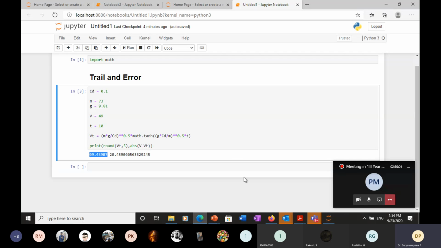At least this much you can tell me. Should I increase the CD value or decrease the CD value to decrease the velocity? Anyone? See, there's only two options. You have a 50-50 chance of getting it right. I tried a value of 0.1 and I'm trying to achieve a velocity of 49, but I found that if the drag coefficient was 0.1, the velocity after 10 seconds is going to be 69. But I want the velocity after 10 seconds to be 49. Should I increase or decrease the CD? Anyone?